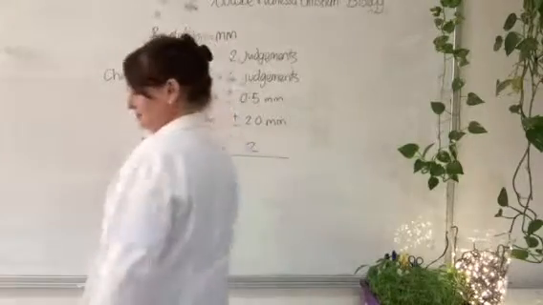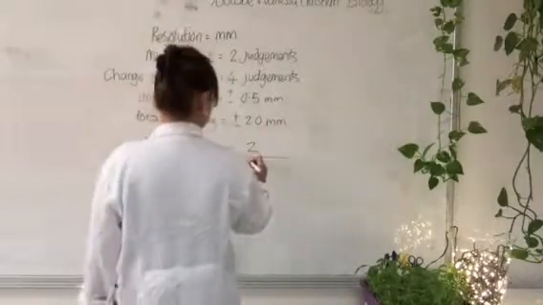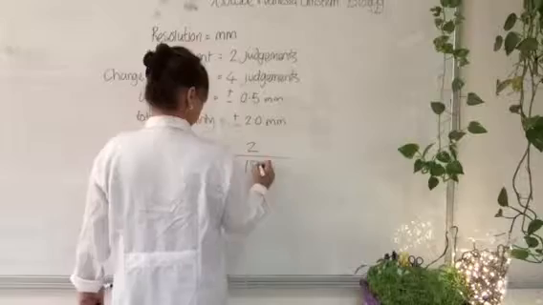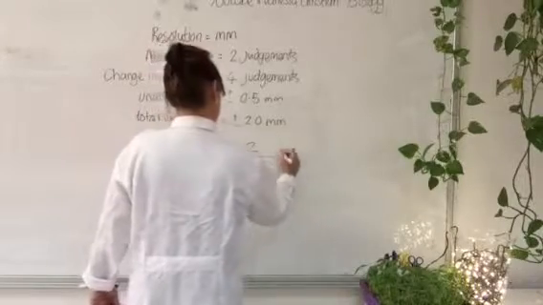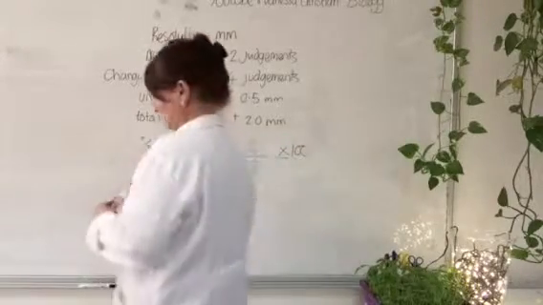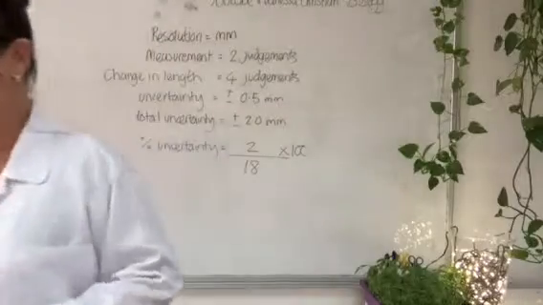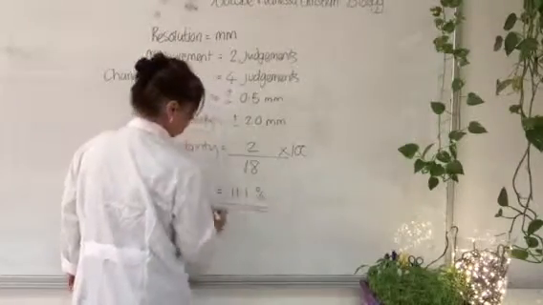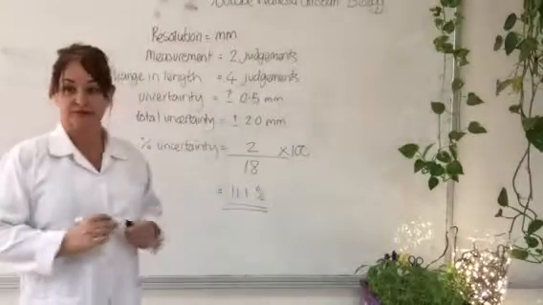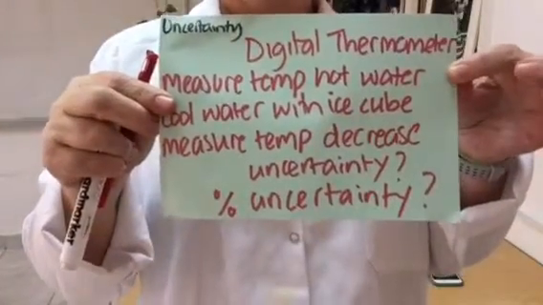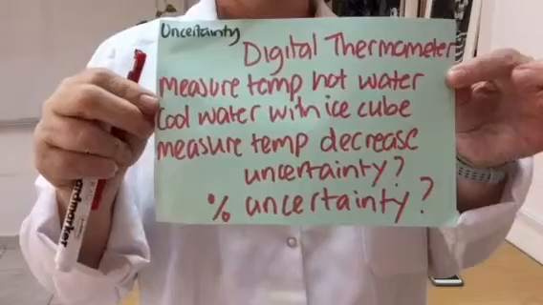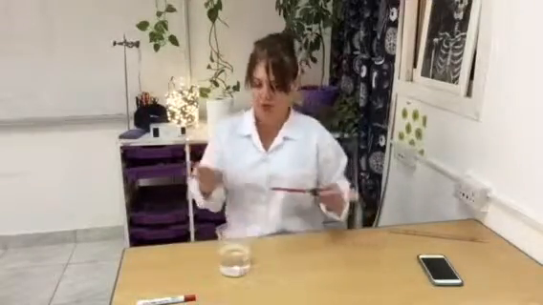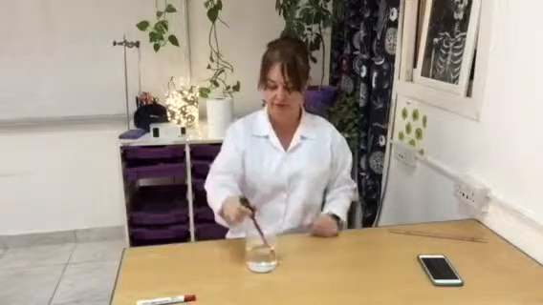If we want to relate it to what we were actually measuring, we're going to use our uncertainty divided by our value, which is 2 divided by 18 times by 100. And the answer, of course, will give us a percentage, but it's plus or minus that percentage, which is our percentage uncertainty.